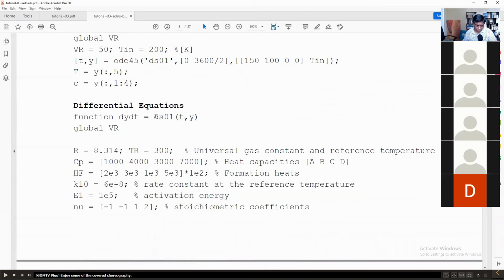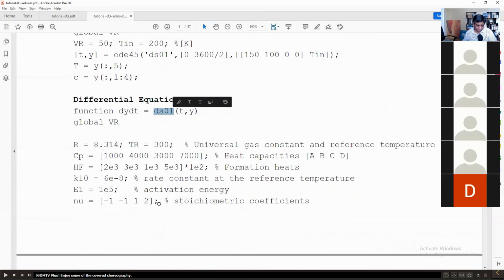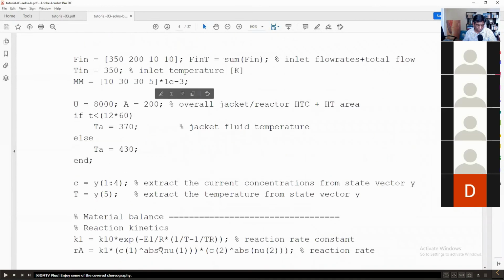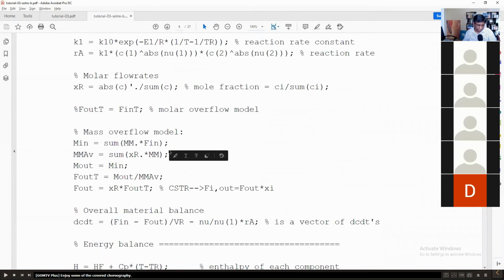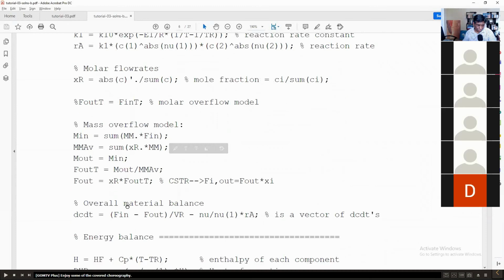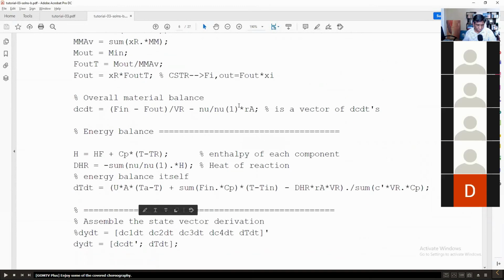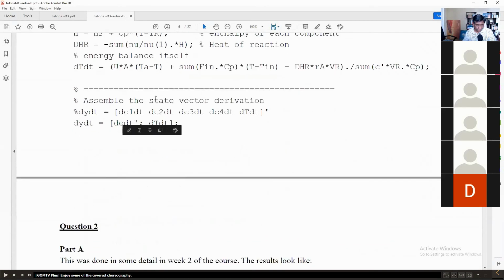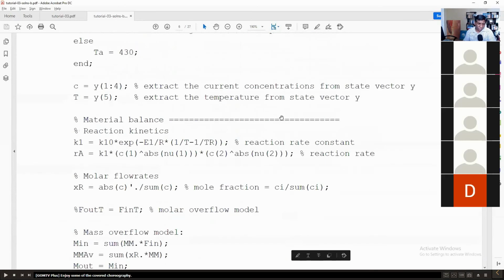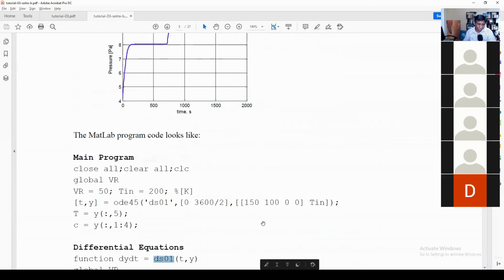And in the differential equation file, we are specifying all the state variables. And you can see here we are unpacking to get the mole fractions and all that. And then we reassemble all those derivatives and make one long vector. And so that's dy dt. Okay, so that's how you put together all those differential equations and solve this problem.